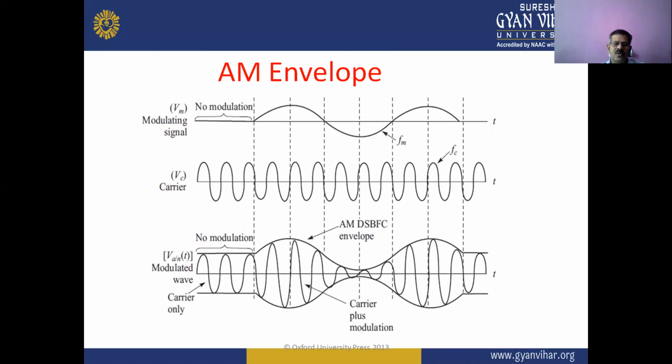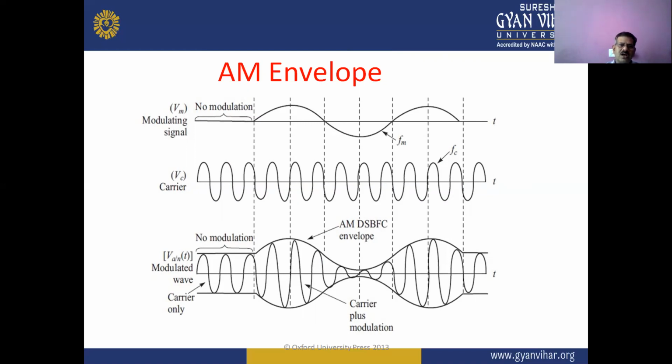In amplitude modulation, this is the AM envelope. The first waveform shows the modulating signal, which is the low frequency signal. The second waveform shows the carrier signal, which has a high frequency compared to the modulating signal frequency. And the third one is the resulting amplitude modulated waveform.